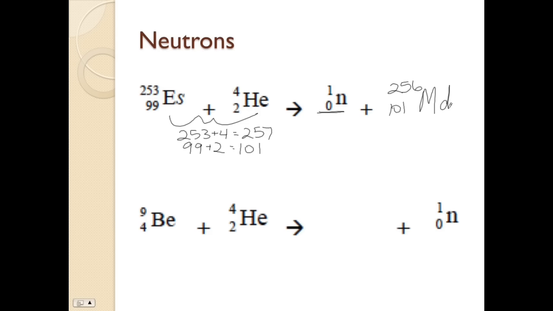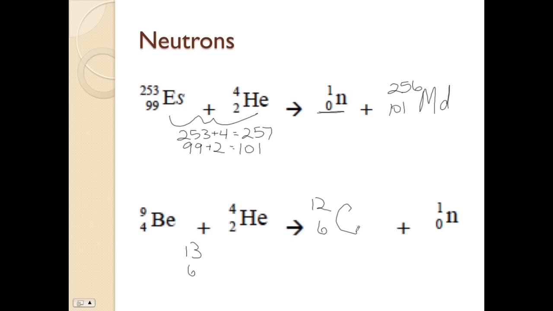All right, so still, the math hasn't changed. If we take a look at the bottom one, we've got 9 plus 4 on top, which is 13. So we want 13 on both sides. We've already got 1 with the neutron, so that means it's 12. 4 and 2 is 6, so we want 6 on the other side. 6 plus 0 would give us carbon.